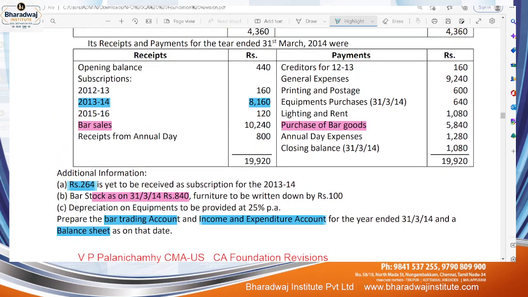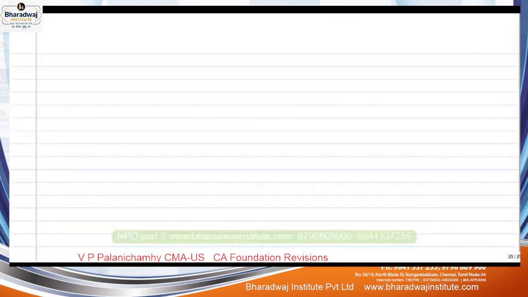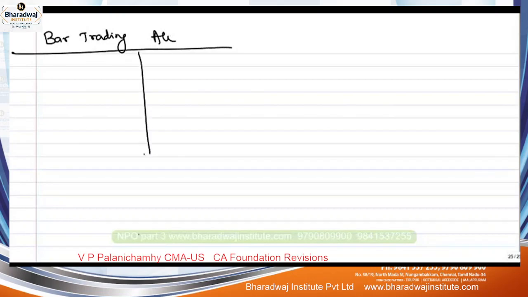Start doing bar trading account and tell me the profit. Start with bar trading account. Any answer for profit? To opening stock, what is the opening stock value? 880. To purchase of bar goods, எவ்வளவு கொடுத்திருக்கோம்? 5840. By sales.